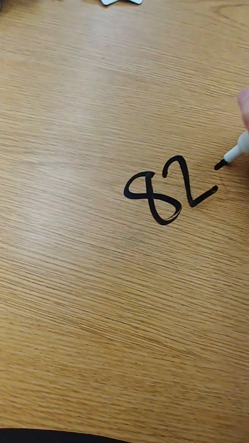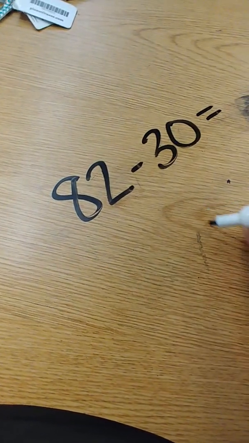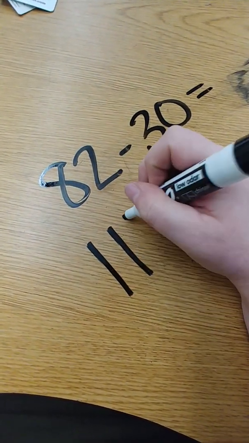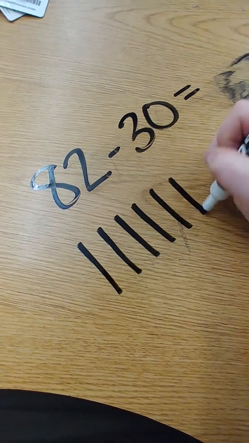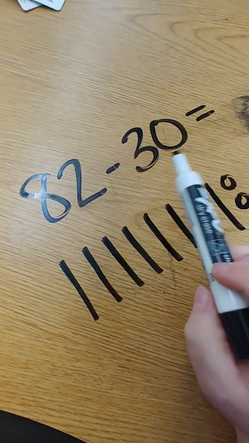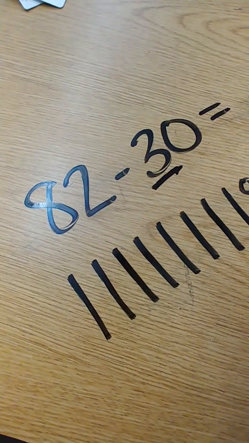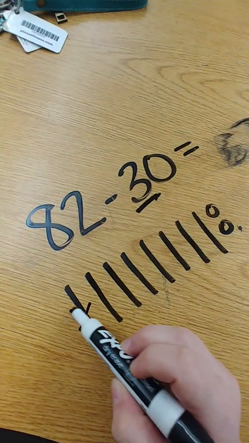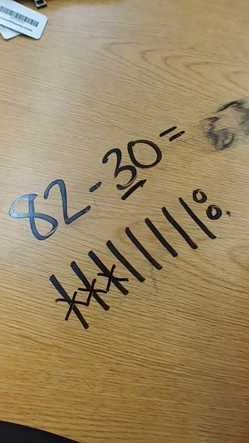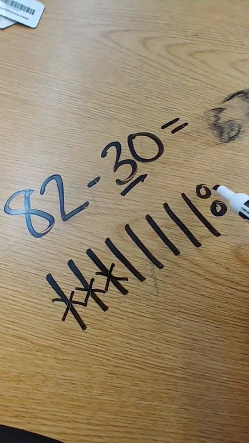You can do the same thing with subtraction. For example, excuse my messy writing, but I'm kind of in a hurry. 82 minus 30. I would draw 82 using tens and ones. 10, 20, 30, 40, 50, 60, 70, 80, 81, 82. This time I need to take away 30. Well, I know to take away 30, I really only need to take away 3 tens. 1, 2, 3. Now let's see what I'm left with. 10, 20, 30, 40, 50, 51, 52.